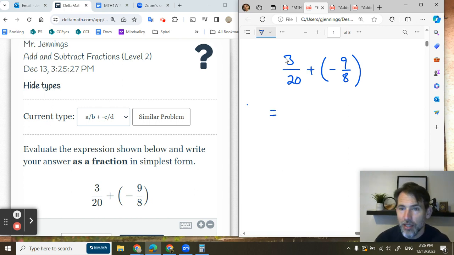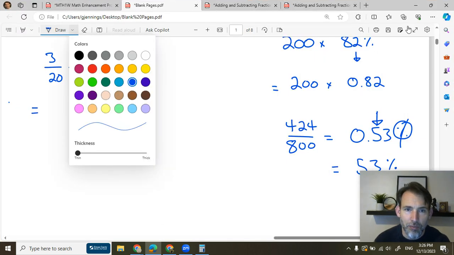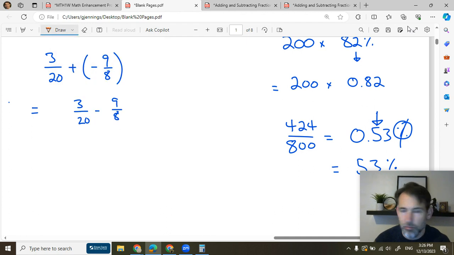So then we say this is equal to, well, I want to scale these up. So I'm going to go 3 over 20 plus, but plus a minus. Well, I can improve that. That's just minus, right? Adding a negative is just like subtract 9 over 8. And then I go ahead and get my build-a-common-denominator pen out, because I like to do that with orange for no reason.